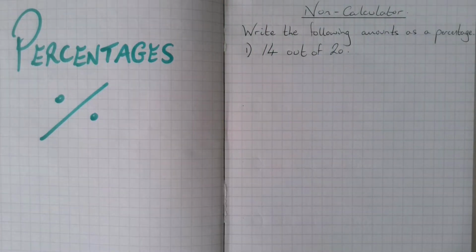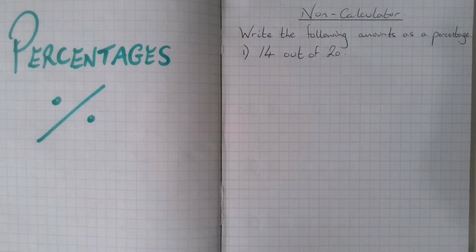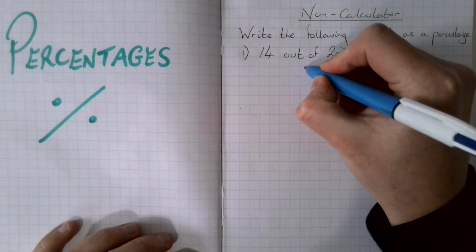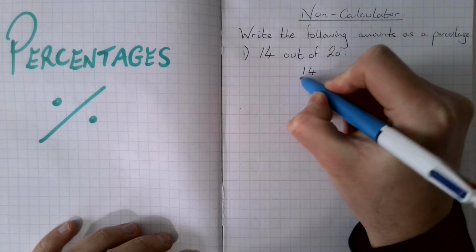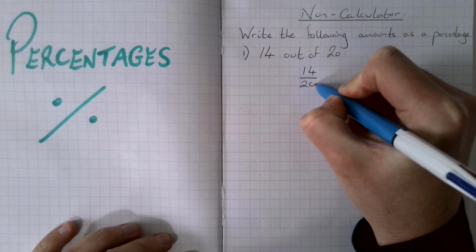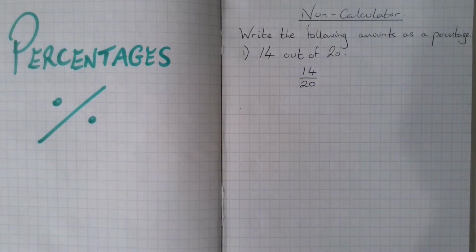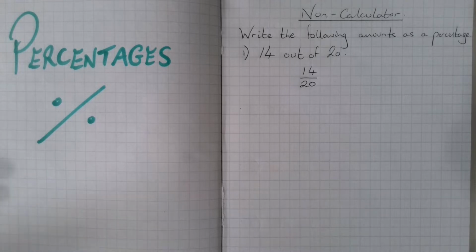So the first section is the non-calculator section, and a type of question that you may get asked is to write the following amounts as a percentage. So the first example we're going to do is 14 out of 20. And what I'm going to do to start off with is write these two numbers as a fraction. So 14 over 20, or 14 out of 20. Now percentage actually means out of or per 100.